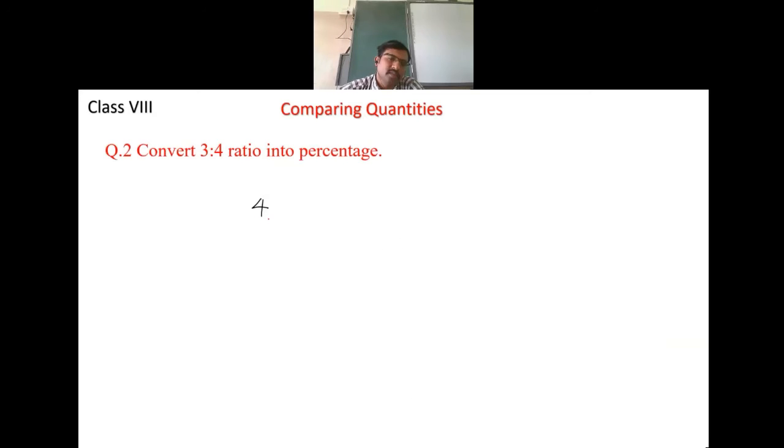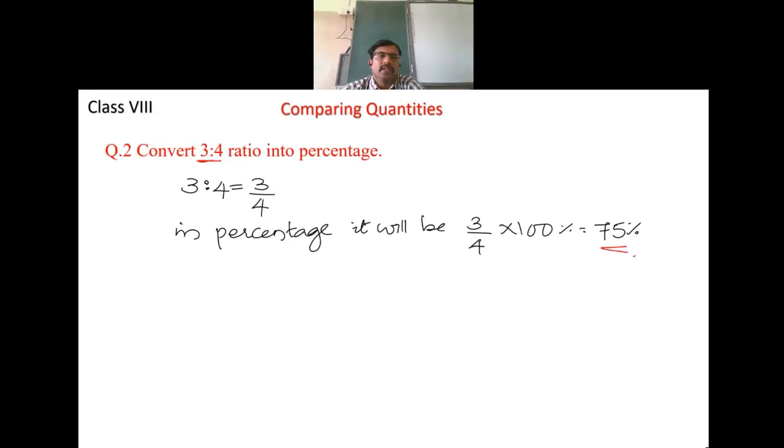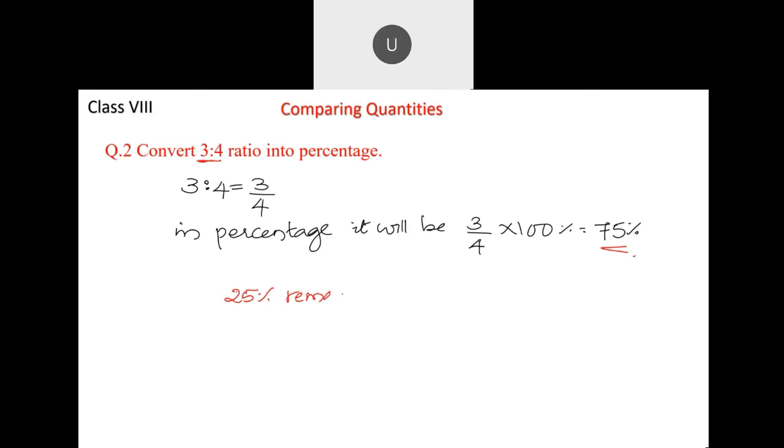Another question: convert 3:4 into percentage. 75. We have to write this as a fraction. It's 3 by 4. When we multiply this with 100, we get 75%. So what percentage is left out? 25% is remaining.